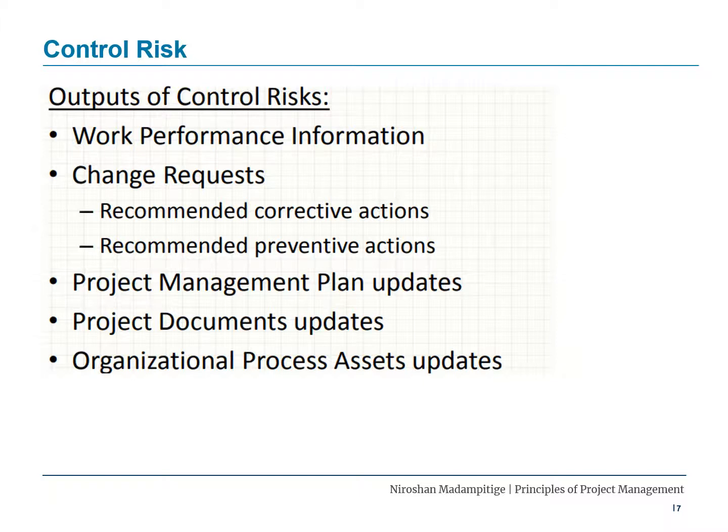The third output is project management plan updates. There can be updates to the project management plan. If there are, you need to go back to the project management plan and make the necessary updates. The fourth output is project document updates. Any other project documentation that needs to be updated has to be updated. Finally, the last output of this process is organizational process assets. Organizational process assets will be updated at the end of the control risks process.